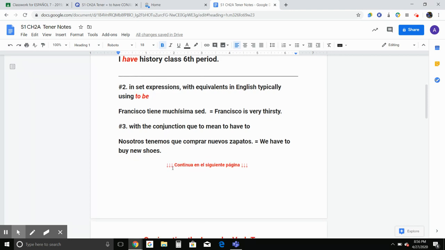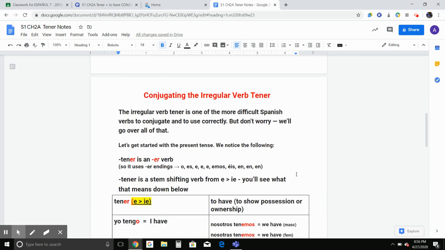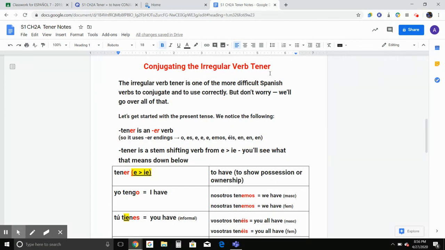Okay? And this little expression here, continúa en la siguiente página, just means continued on the next page. So we're going to go to the next page. We're going to talk about conjugating the irregular verb tener.